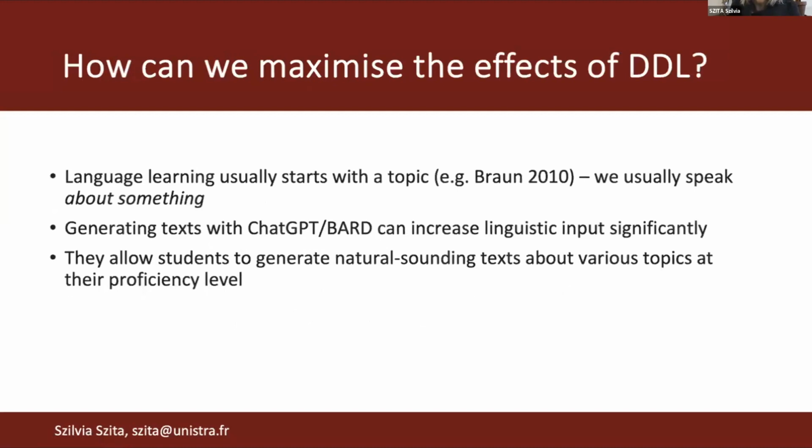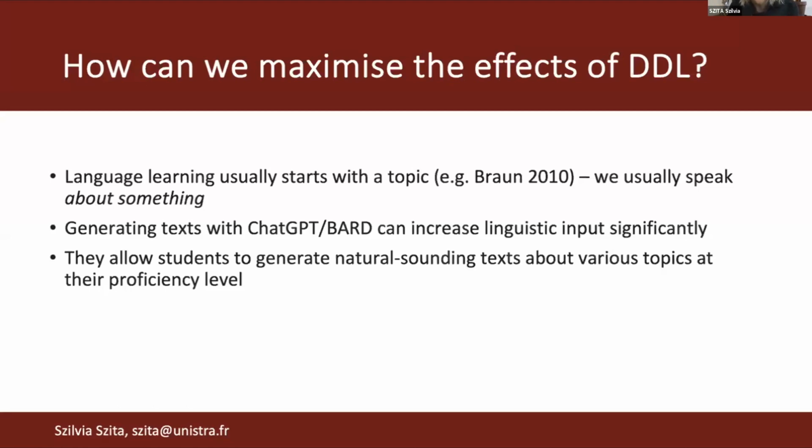For the effects of DDL for language learning, what I want to propose is that the novelty is maybe not in the techniques that we can use, but in the input that we might have. I totally agree with Brown, who says language learning usually starts with a topic. So we want to talk about something, and this should be the first thing. Instead of starting with concordance lines immediately, let's have a topic that contains vocabulary and repetition and variation throughout several texts.